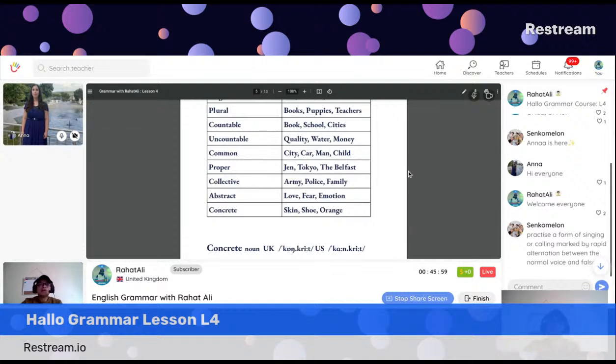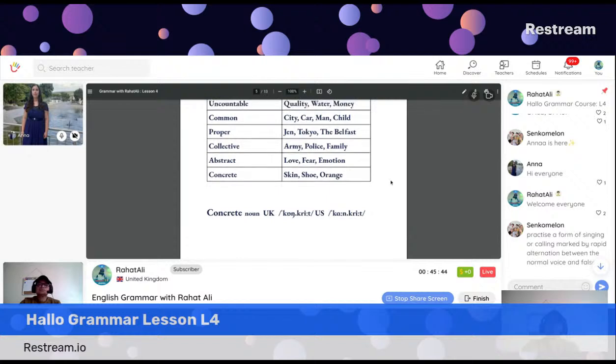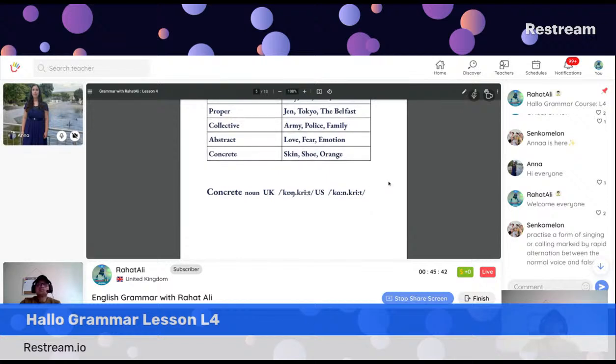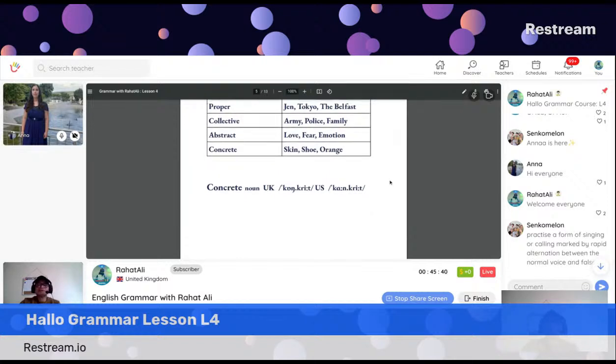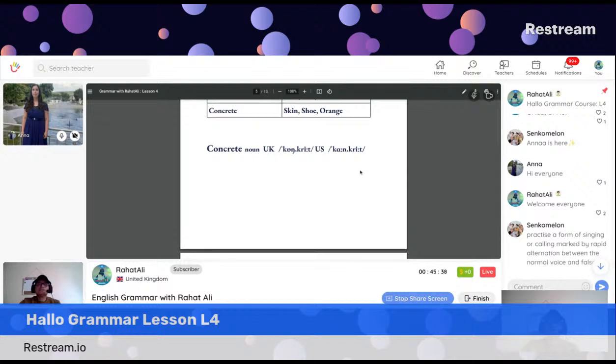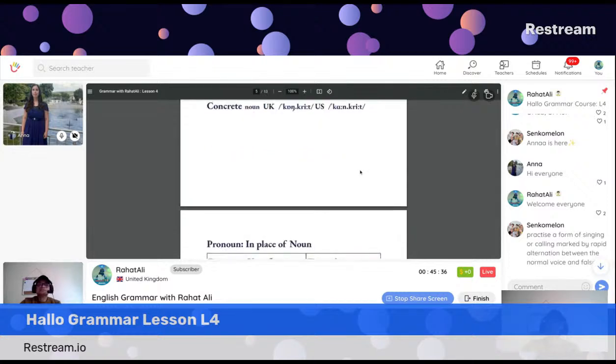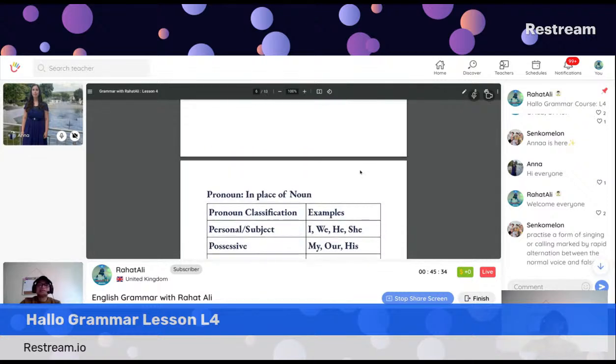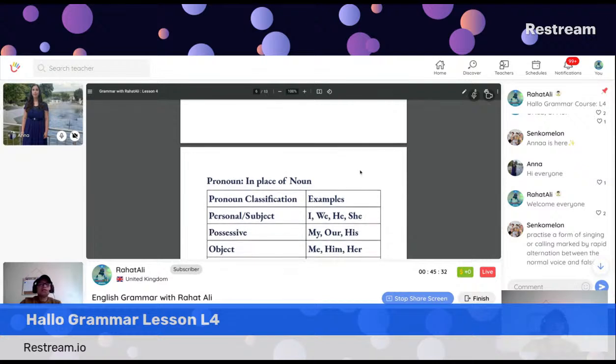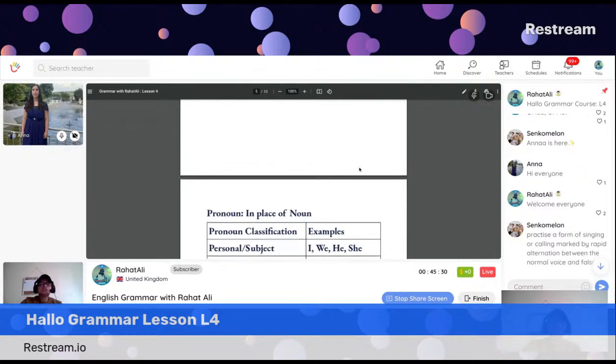Then concrete noun. Concrete noun we say is a noun that we can touch, which is like a solid form, like skin, human skin. Shoe is a solid form. Orange, a little bit solid form. So I have given 2 to 3 examples for each of them. There are thousands of examples, by the way. So these are the most examples.